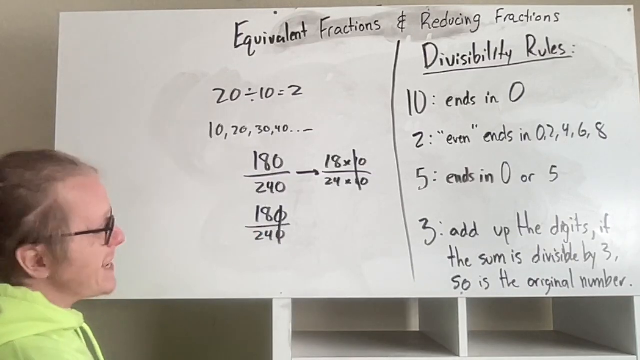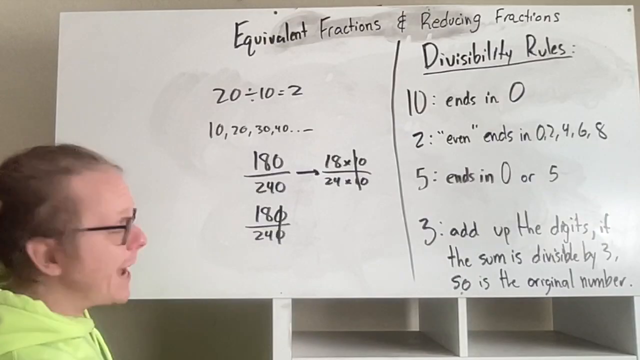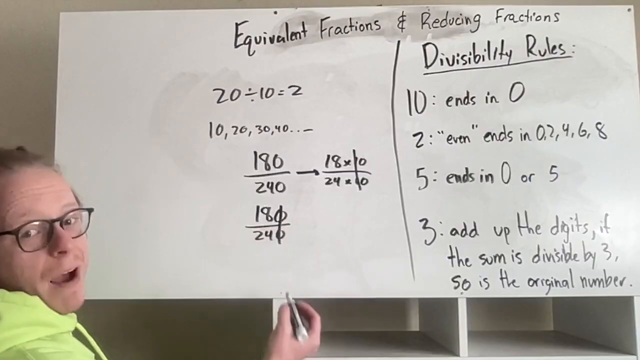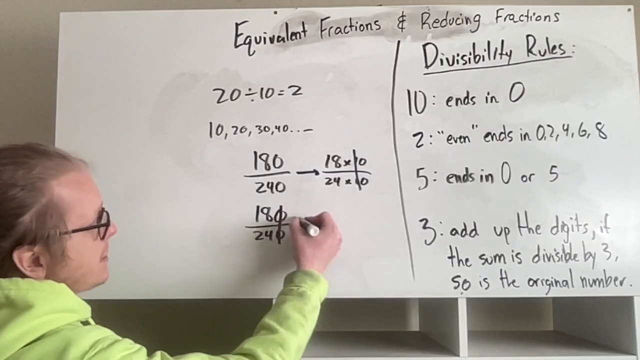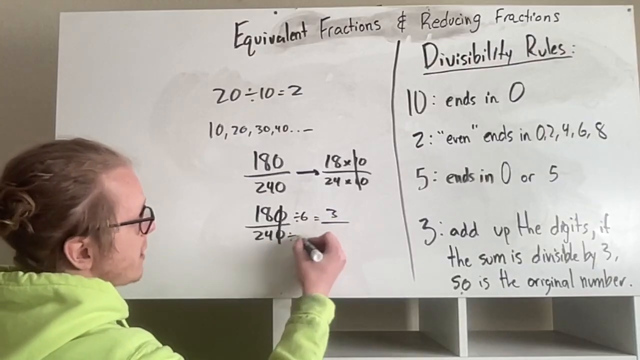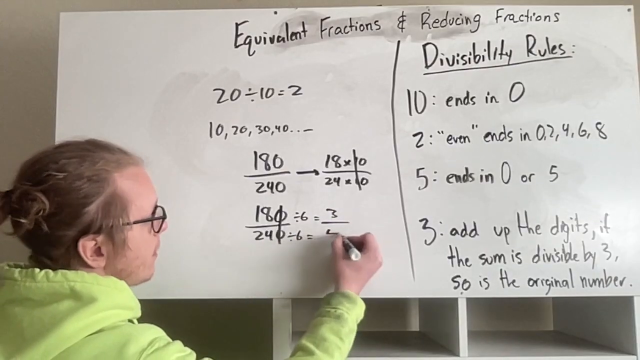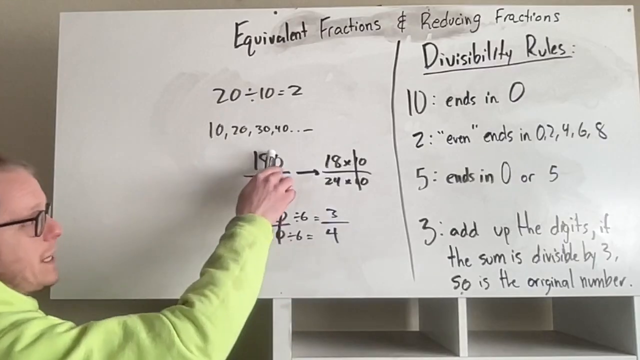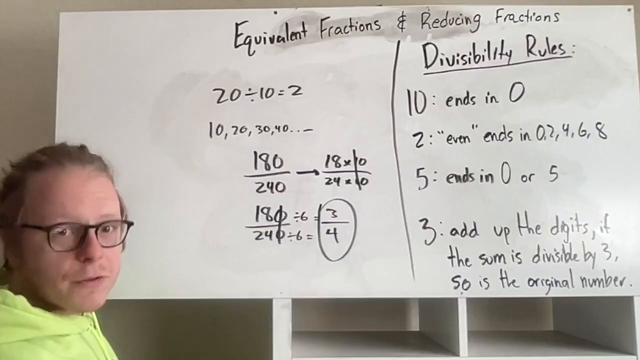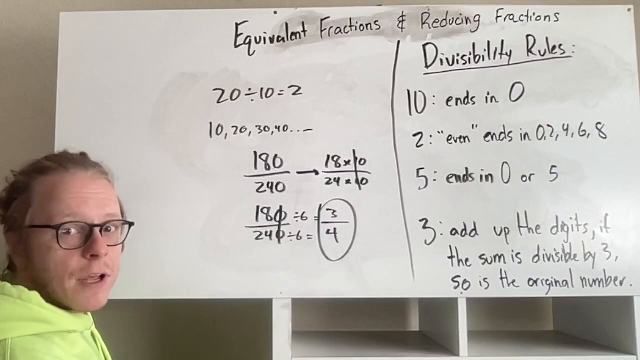And if I have my 6 times tables in my head, I know these are both 6 times tables, right? So I'll divide by 6. 18 divided by 6 gives me 3, and 24 divided by 6 gives me 4. Okay, so 180 over 240 simplifies down to 3/4, or reduces down to 3/4.